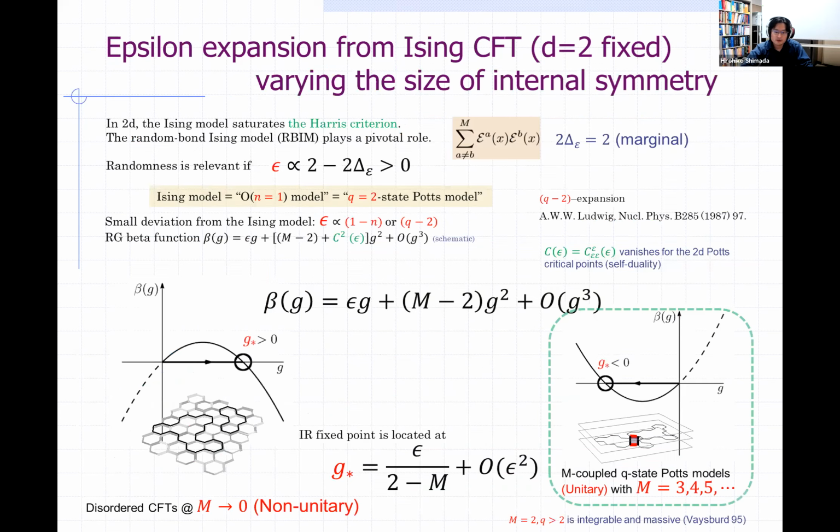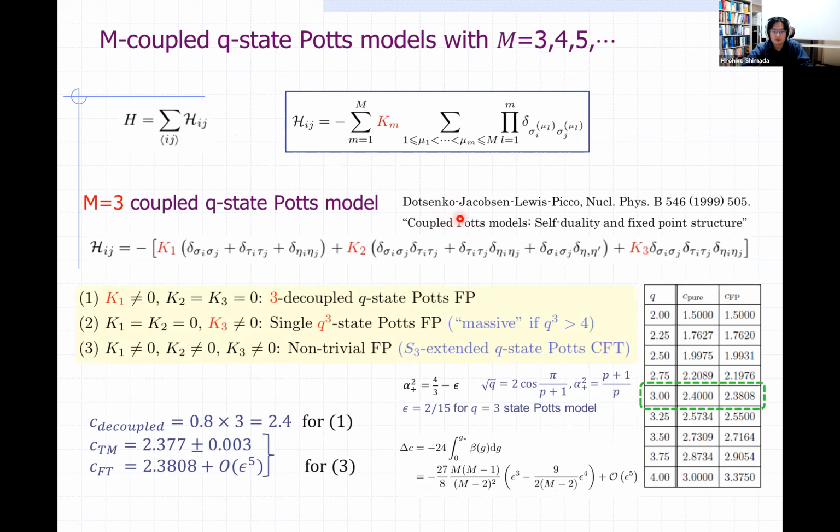So we now turn to the M larger than 2 cases. The basic work was done in this paper by Tsvelik and Jacobsen, Luis, Pico. And okay, so the typical Hamiltonian looks like this. So it's replica symmetric. So this involves 2 layers, and this involves 3 layers. And this is, I think, the most general replica symmetric interactions.